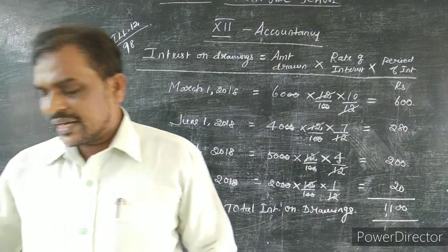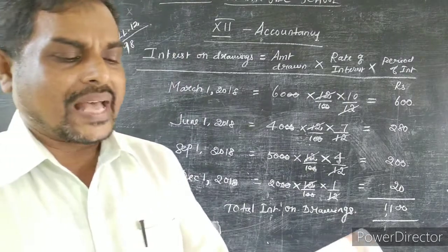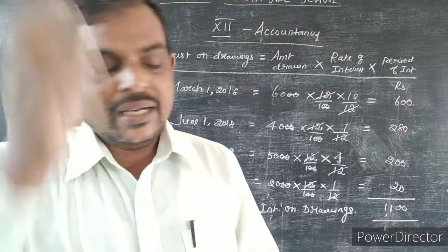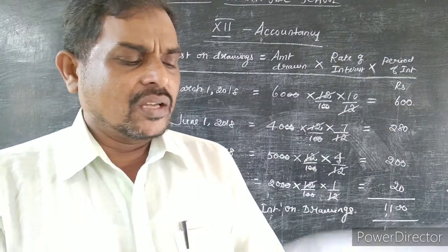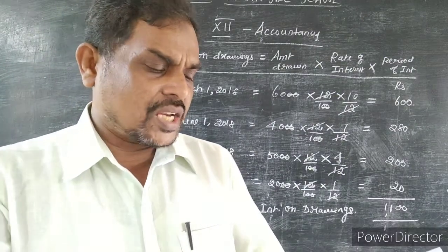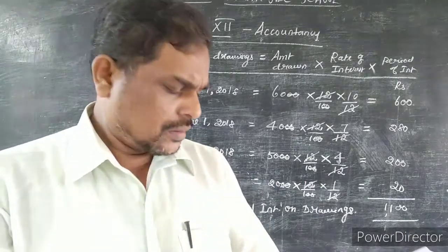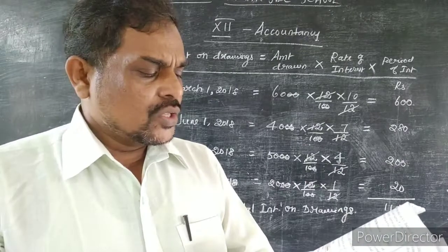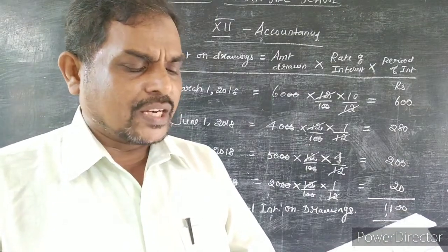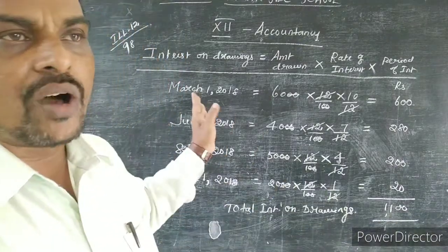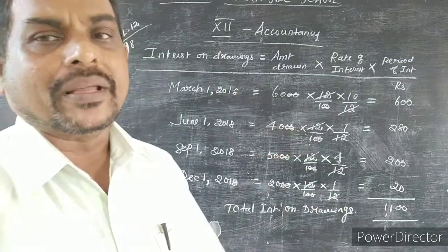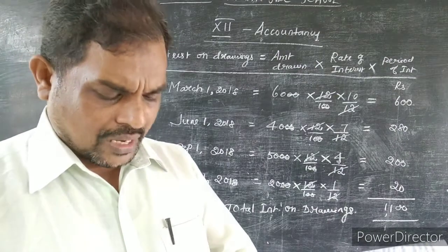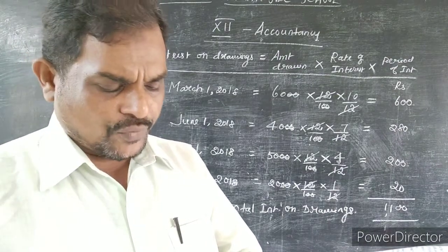Based on that, I will give some more sums. Please do them as homework. In the next class, I will teach you the other methods of interest on drawings. Take the illustration exercise on page number 115. The 11th sum and 12th sum are based on the same 2 methods I have taught you so far. Please do exercise 11 and exercise 12 as your homework.